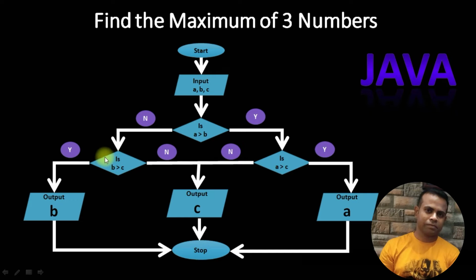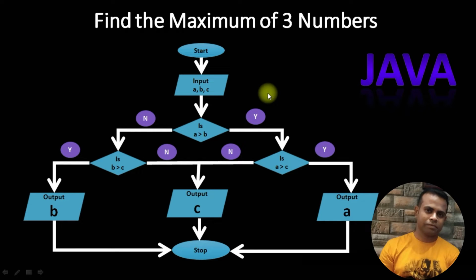So again you can see here another condition, is b greater than c. If b is greater than c, then we will print that the maximum number is b. But if that condition is false, that means it goes to the else block, then we have to print that c is the bigger number. So this way we can create our Java program in Eclipse.